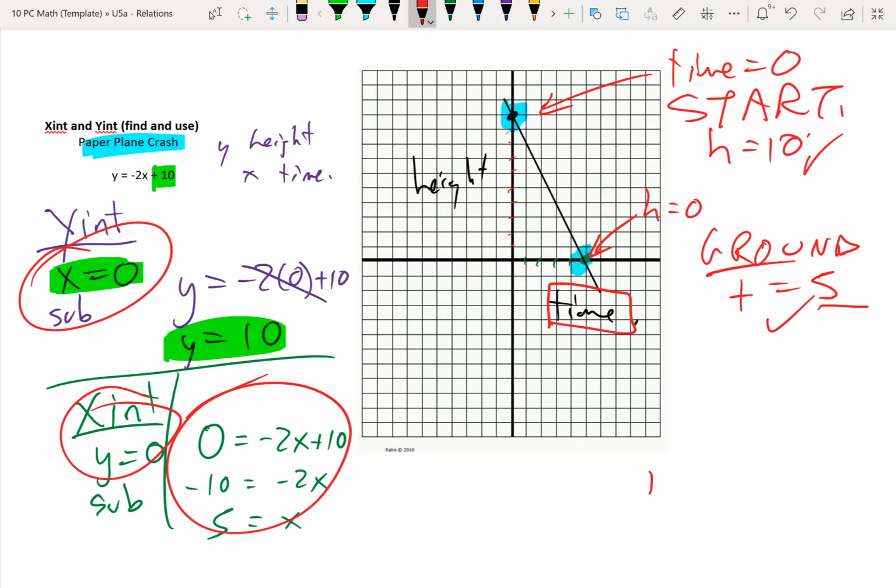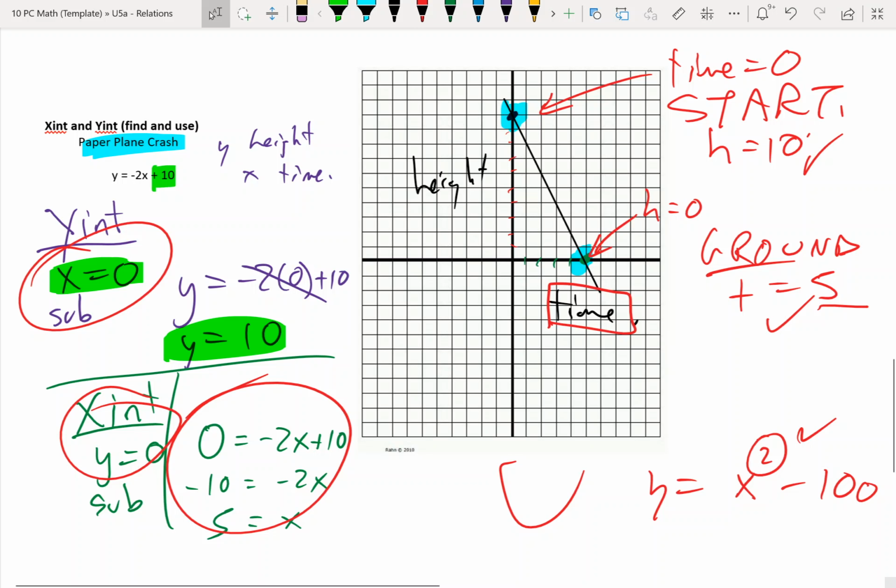Just so you know, even if you have a weird equation, you can still sub in x equals 0 or y equals 0 to find the x and y-intercepts. It'll still work even if you have a weird graph that's curvy. So those are the basic concepts of this unit. It was a long video, but that's all we're going to cover over a series of lessons.